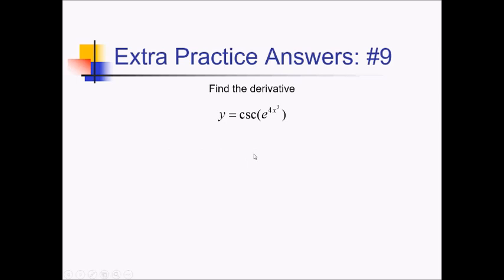To find the derivative of this one, I'm going to have to use the chain rule. My outer function, I've got cosecant of something. Derivative of that is going to be negative cosecant of something cotangent of the something. And the something is just this e to the 4x cubed. Now I have to take the derivative of e to the 4x cubed and multiply by that.